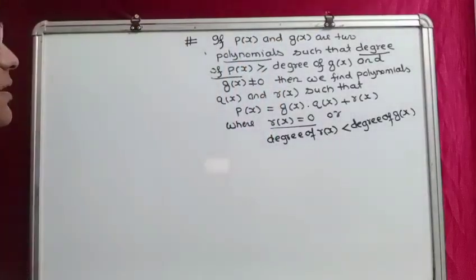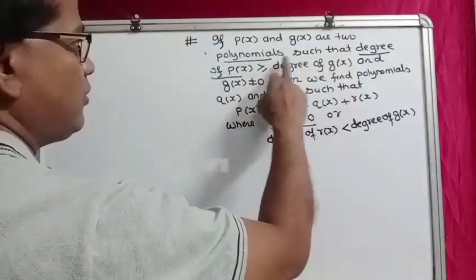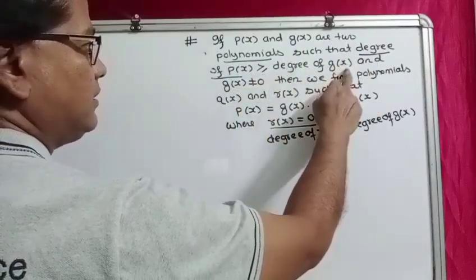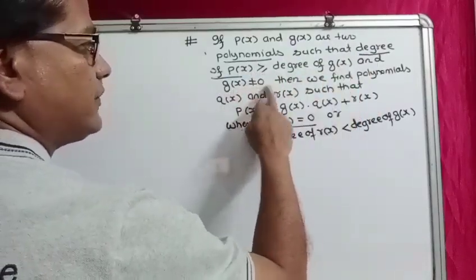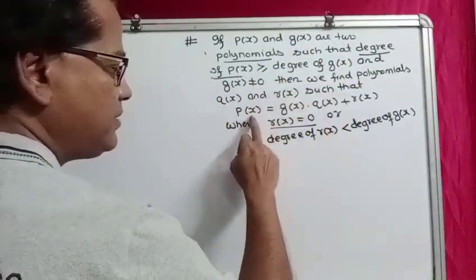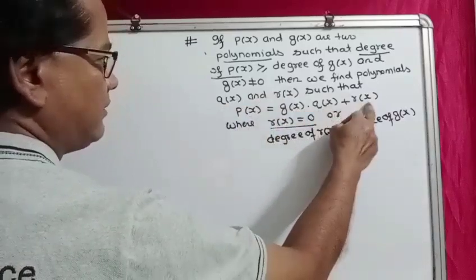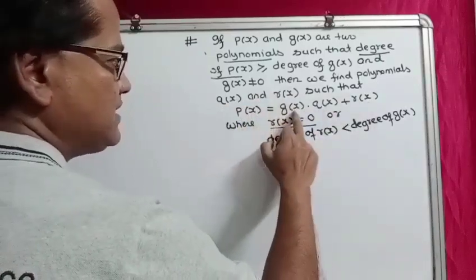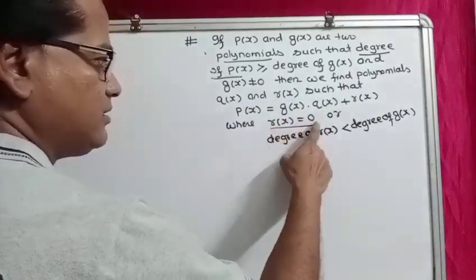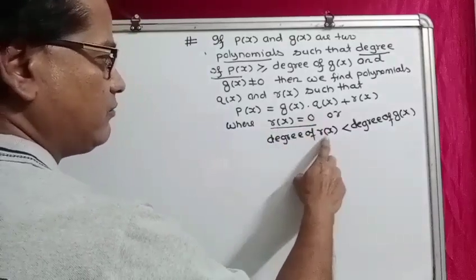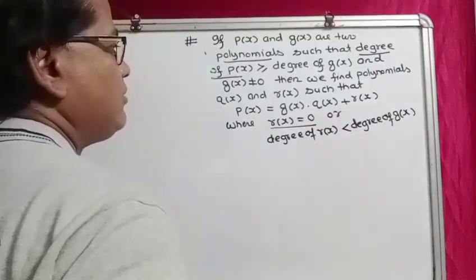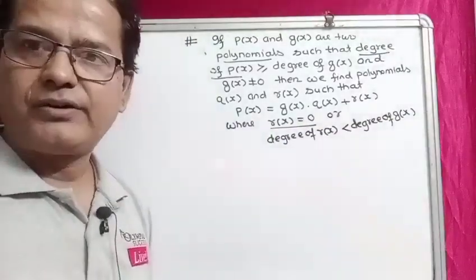The question says, if p(x) and g(x) are two polynomials such that degree of p(x) is greater than or equal to degree of g(x) and g(x) is not equal to 0, then we find polynomials q(x) and r(x) such that we can write p(x) in terms of g(x), q(x) and r(x). Means p(x) is equal to g(x) into q(x) plus r(x), where either r(x) would be 0 or degree of r(x) would be less than degree of g(x). This is the statement given. We have to find out whether this is a true statement or a false statement.